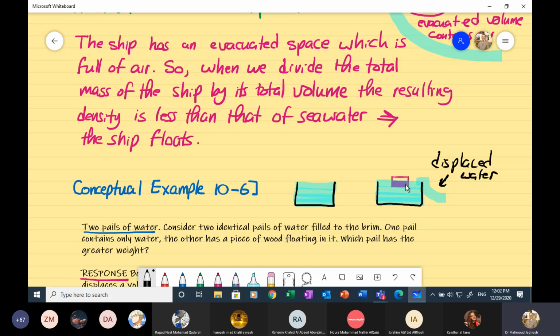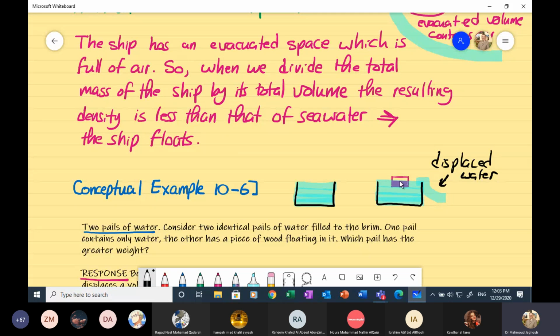Suppose this has a weight of 100 newtons. How much is the weight of the displaced water? It will also be 100. So you added 100 newtons. Okay, no problem. You will think maybe this container will be 100 newtons more than this container. The answer is no. Why? Because this object has a weight of 100 newtons, it will displace how much weight of water? 100. So you added 100 newtons of weight, but at the same time you moved out 100 newtons of weight. So you added 100 newtons, you lost 100 newtons. What is the net? Zero.